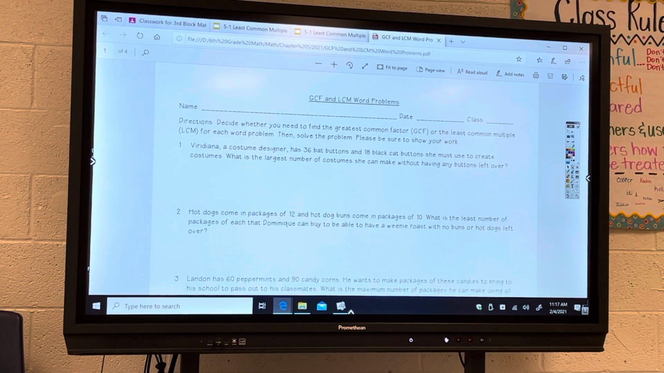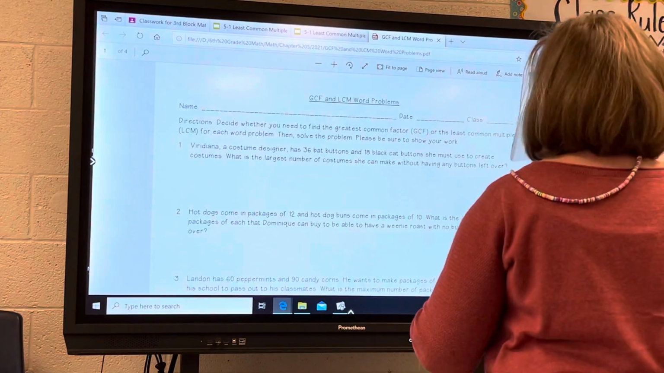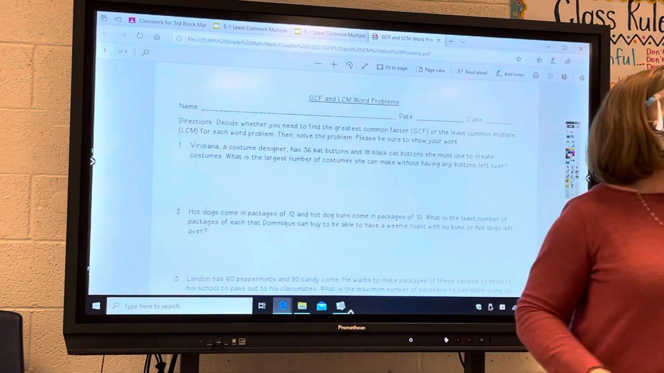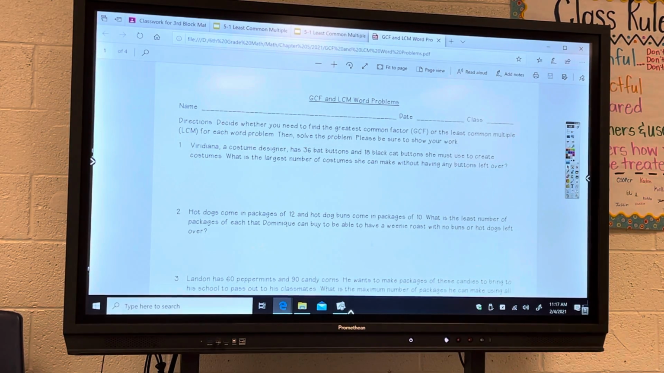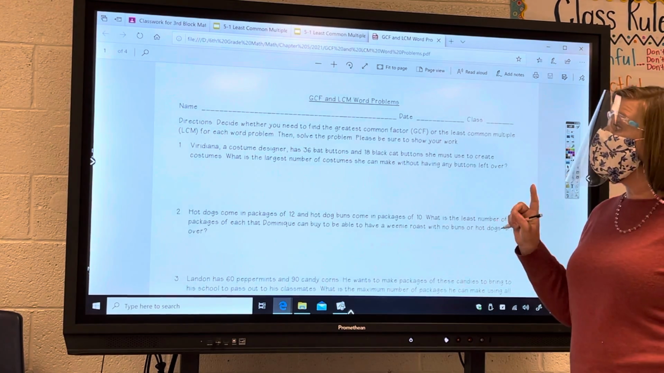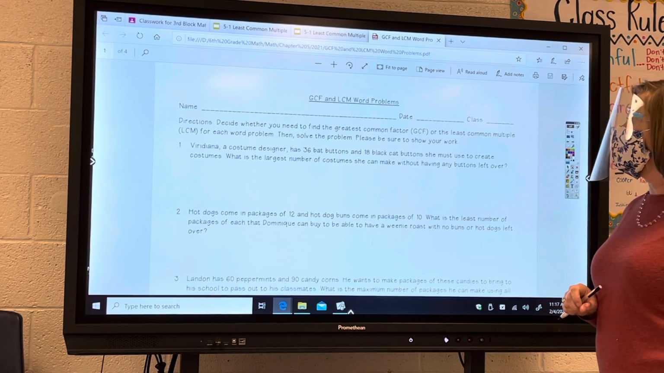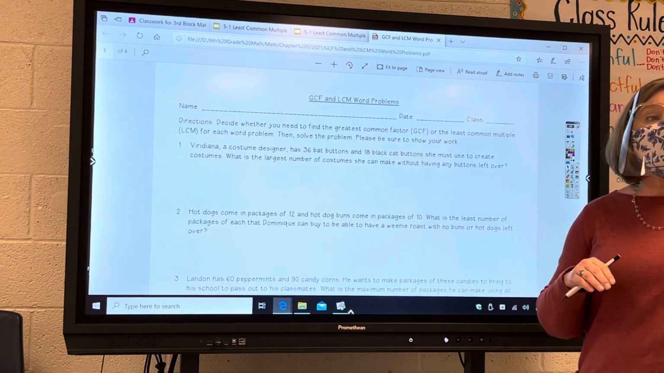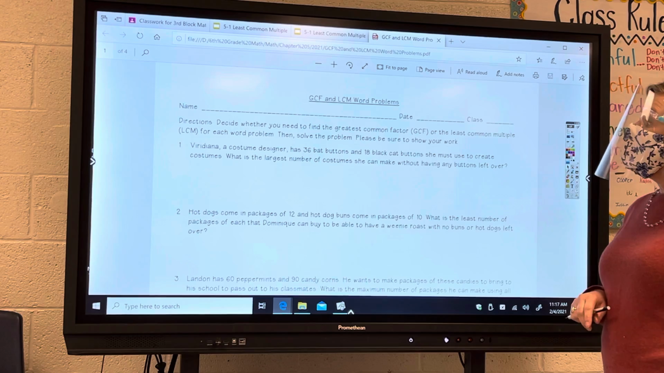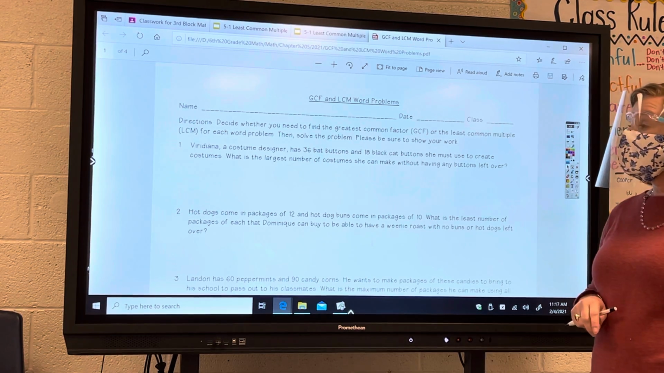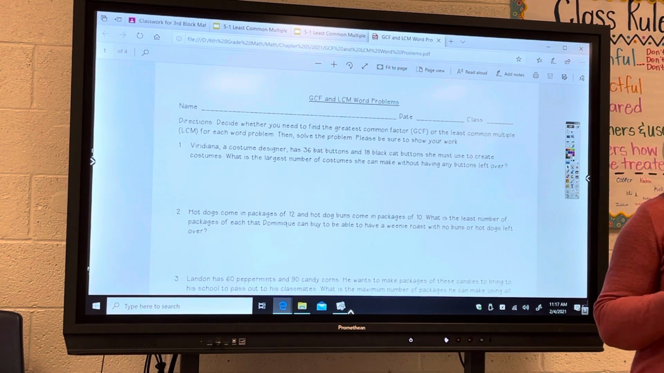The first thing that we're going to do is read the directions, okay? We tend to skip over directions, but directions are very important because they tell you what you have to do. Decide whether you need to find the greatest common factor or the least common multiple for each word problem. Then solve the problem. Please be sure to show your work.